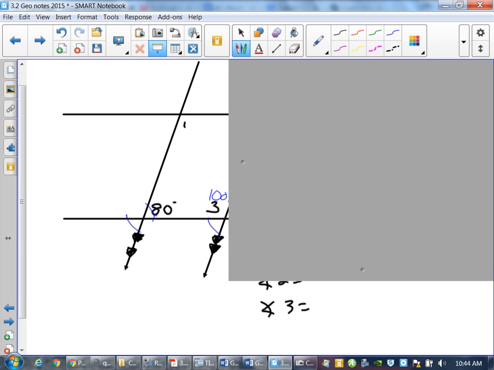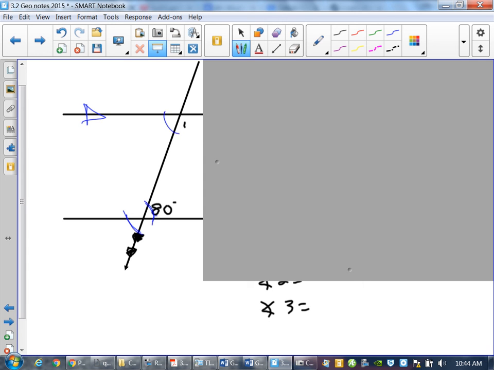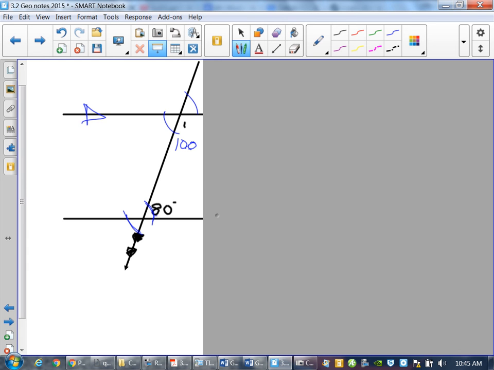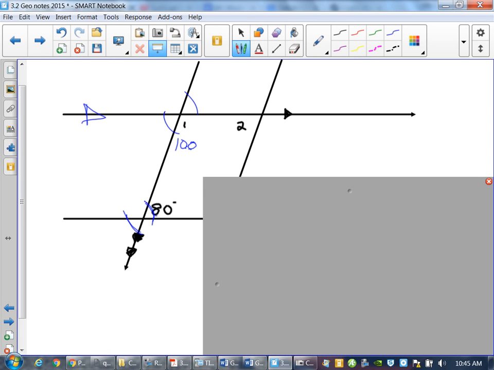Same deal. Go this way. Two parallel lines. Transversal. Again, they didn't match up, did they? They're consecutive interior, which means angle 1 is 100, which means 2 has to be 80.